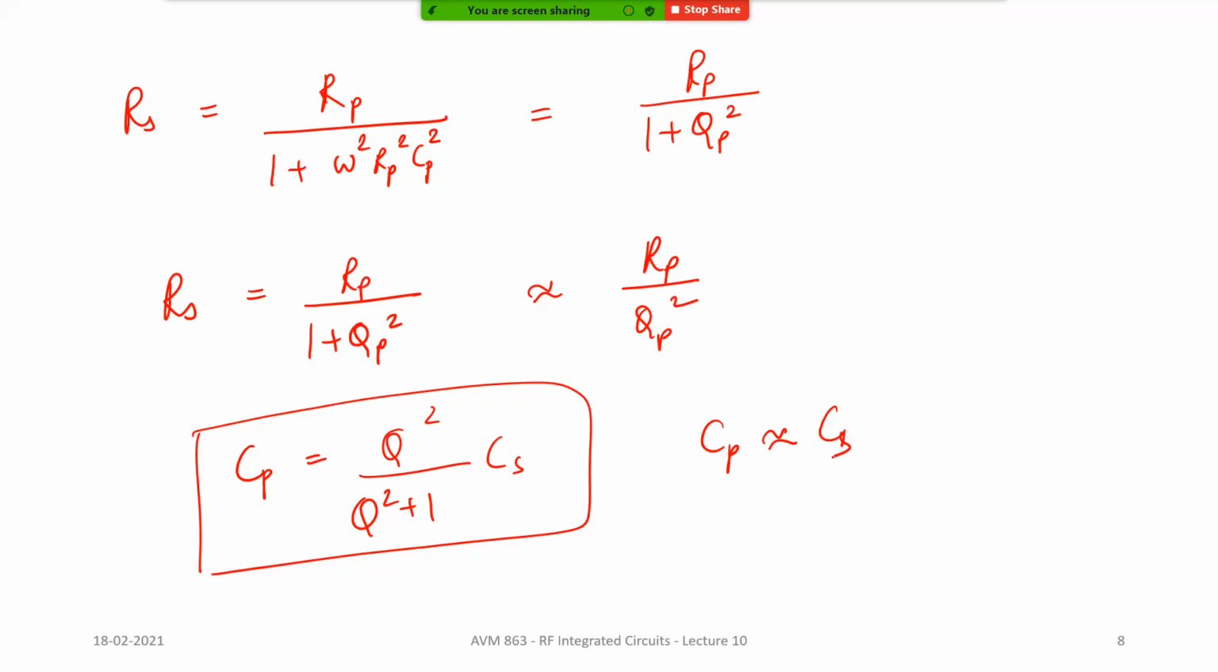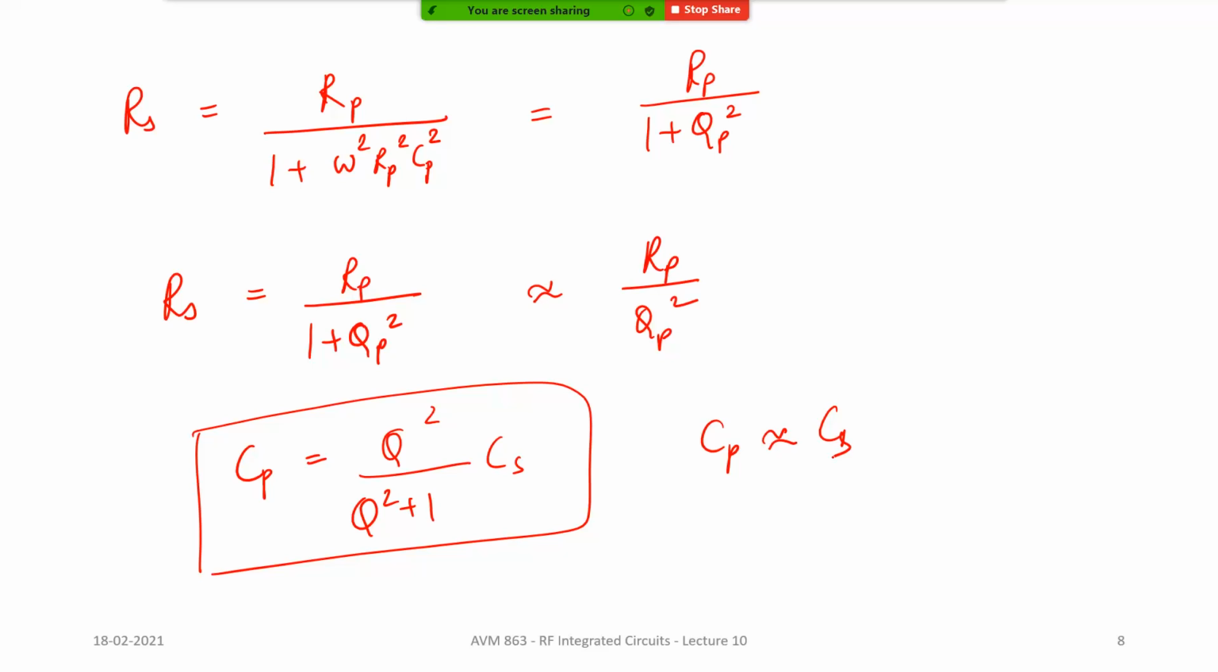So which is why when you go from series to parallel and parallel to series, the capacitor remains the same, or even for that matter, the inductor remains the same. You can do the same analysis with an inductor also, and you'll get the same results. The reactive elements remain the same, but the resistances are scaled by the factor of Q squared. Or to be more exact, Q squared plus 1.